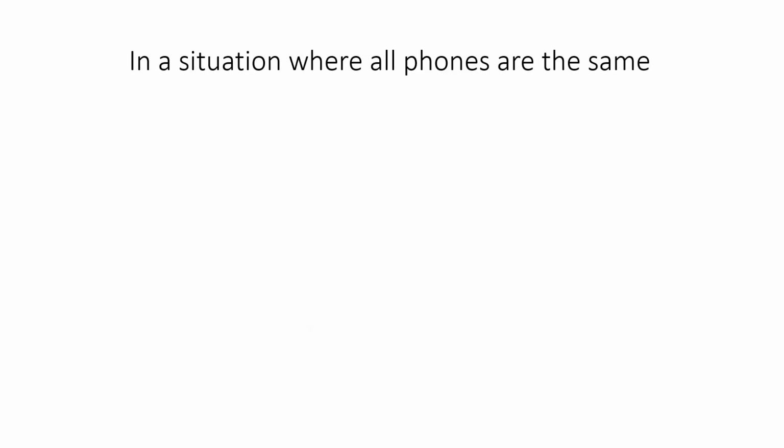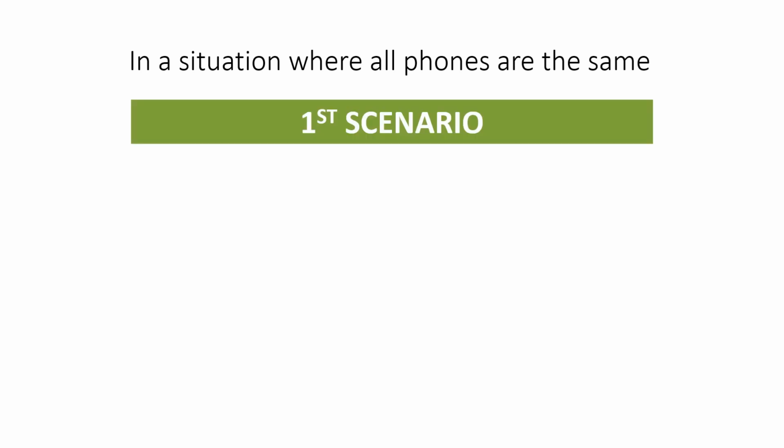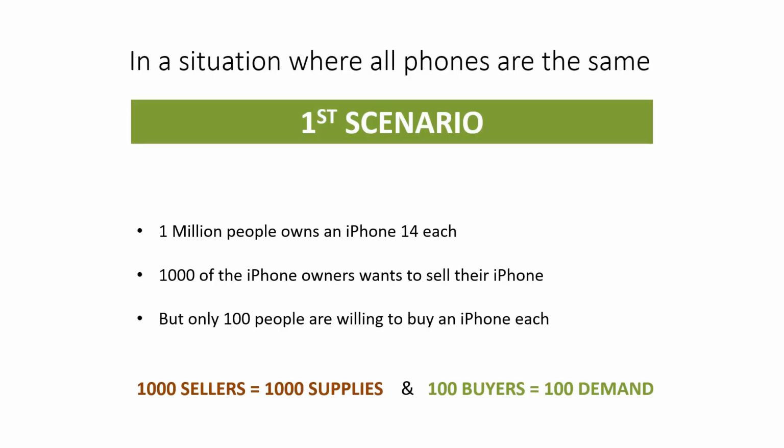In a situation whereby all phones are the same, that is, all seller phones are the same, no phone is better than the other. Let's take these two scenarios as an example. First scenario. 1 million people own an iPhone 14 each. 1,000 of these iPhone 14 owners are willing to sell, but there are only 100 people that are willing to buy one each. There are 1,000 sellers in the market, which is the same as 1,000 supplies, and 100 buyers, which is 100 demand. So in this case, the supply is more than the demand.